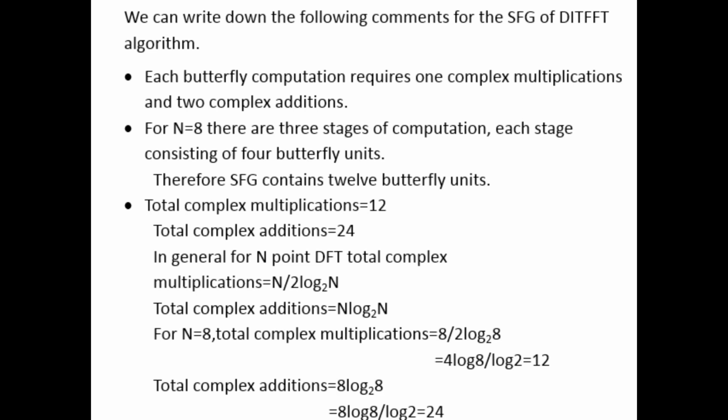In general, for n-point DFT, total complex multiplication is equal to n divided by 2 log 2 of n. Then total complex additions is equal to n log 2 of n. For n is equal to 8, total complex multiplications is equal to 8 divided by 2 log 2 of 8. That means 4 log of 8 divided by log 2, which is equal to 12. Then total complex additions is equal to 8 log 2 of 8, which is equal to 8 log of 8 divided by log 2, which is equal to 24.